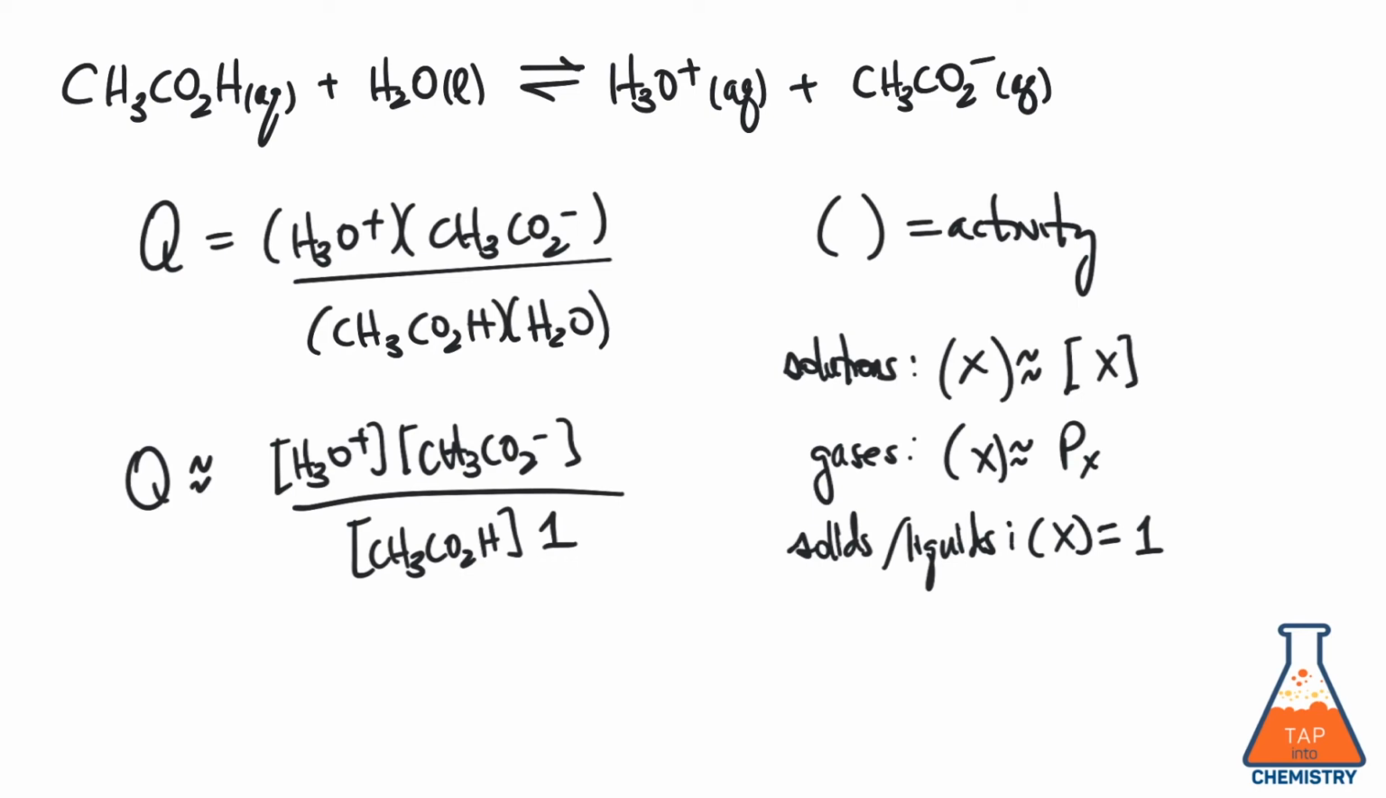And while Q does change over time, eventually Q will stop changing, and when Q reaches equilibrium, we give that value the name K, or the equilibrium constant.